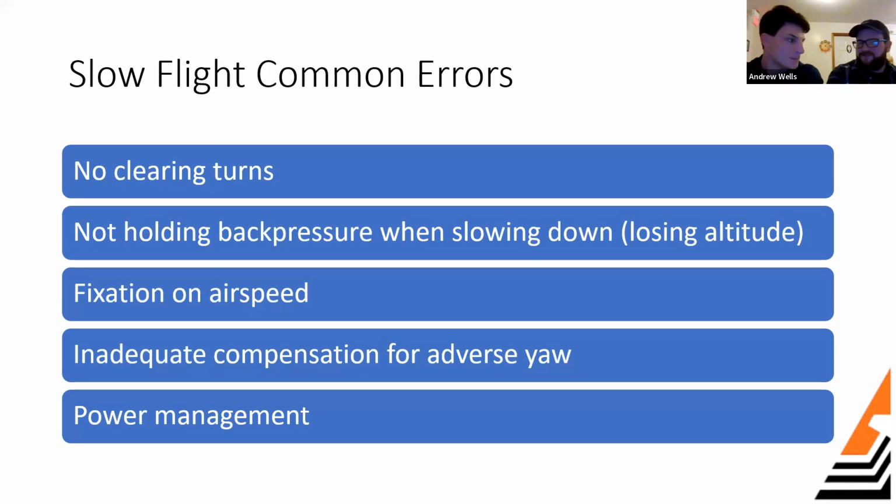And vice versa, there's also a fixation on the altitude. Yes. All right. So it could be either or. Fixation on anything. Yep. Always have that constant scan going. We also have adverse yaw. We are slow, so we're going to have all those left turning tendencies, right? So we're going to have to add more right rudder.